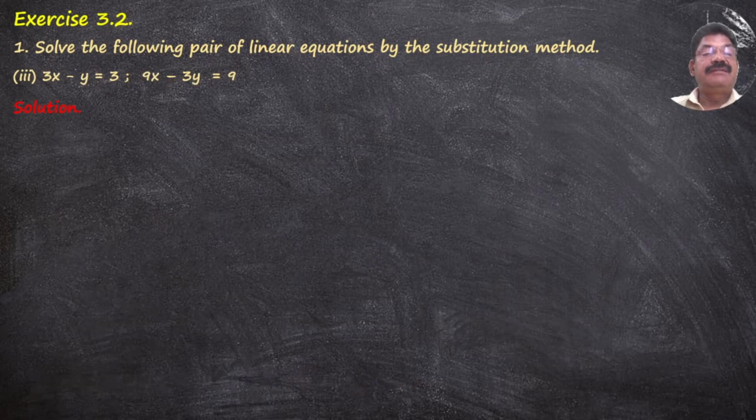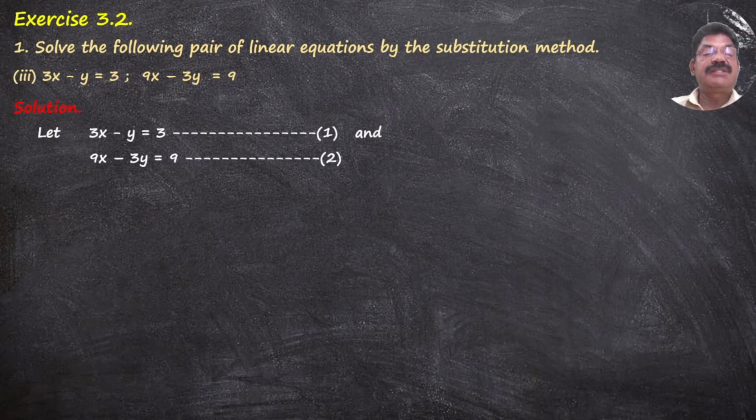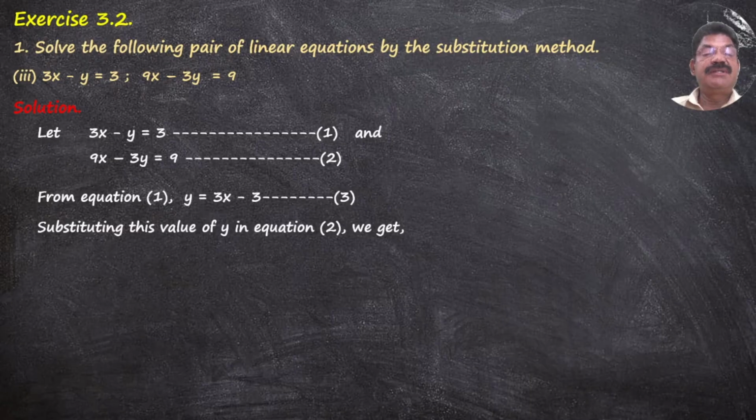Problem number 3. 3x minus y equal to 3, 9x minus 3y is equal to 9. So you call 3x minus y equal to 3 as equation number 1 and 9x minus 3y equal to 9 as equation number 2. So from equation 1, y is equal to 3x minus 3. Substituting this value of y in equation 2, we get 9x minus 9x plus 9 is equal to 9. Therefore, 9 equal to 9.